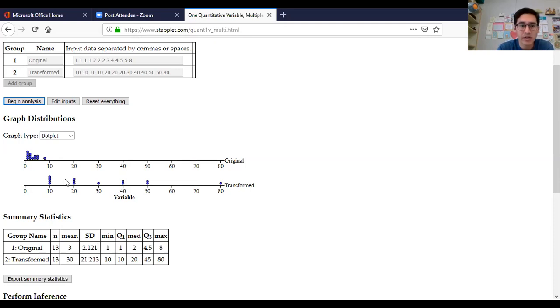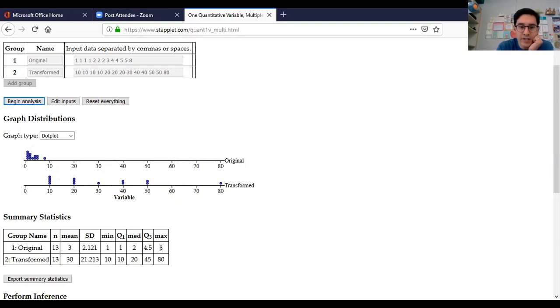And we can see that visually. The original scores are very tightly grouped together, but the transformed scores are much, much more spread out, by a factor of 10. They're 10 times as spread out. This is true of the range.